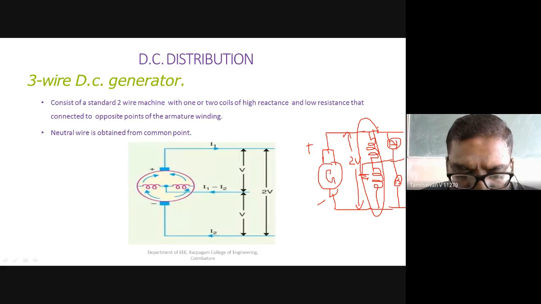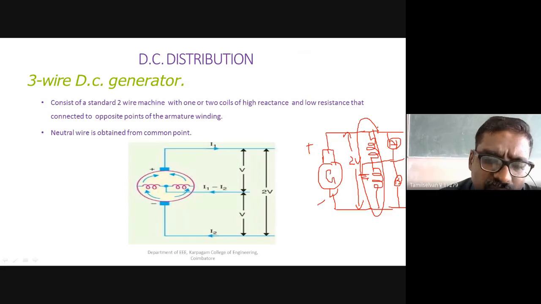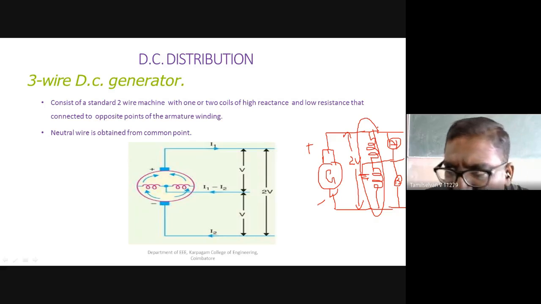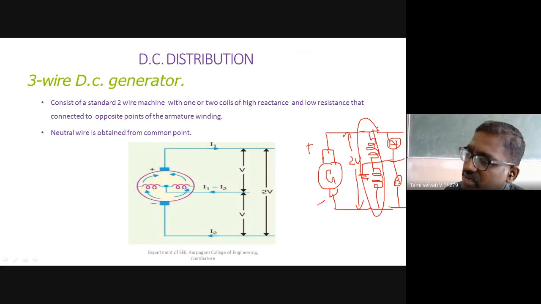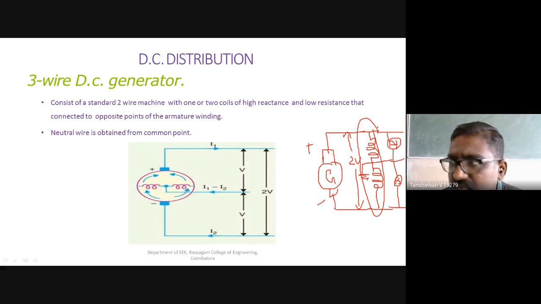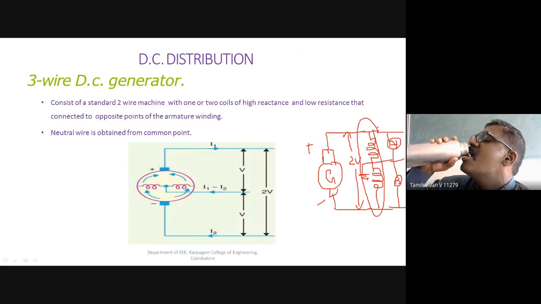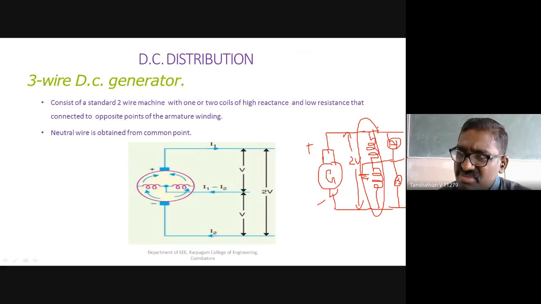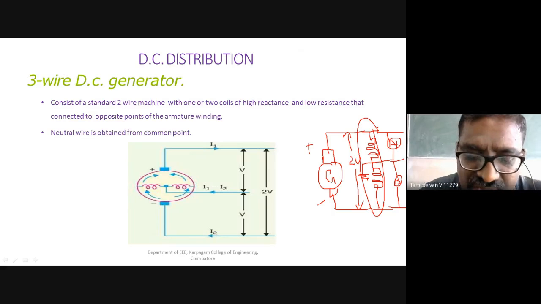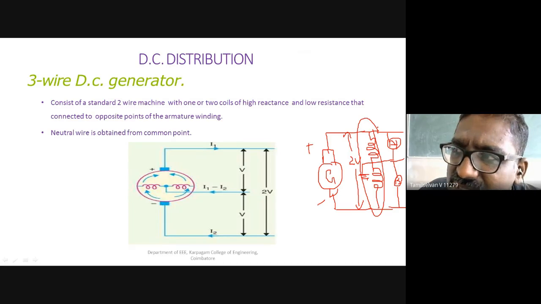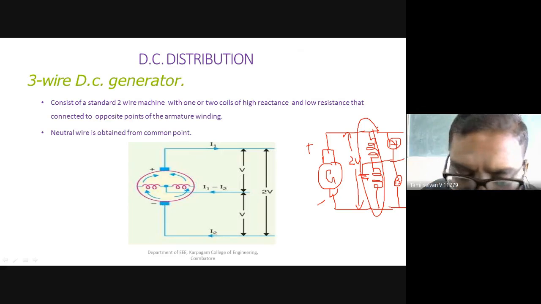So I think we are seeing about what are the advantages of an overhead system as well as of an underground system. It depends upon the public safety. We can go for an underground system, and depending upon your flexibility you can go for an AC system, or if you want to avoid the fault, then you can go for an AC overhead system or AC underground system. So we can compare our underground system as well as an overhead system for the distribution system also.